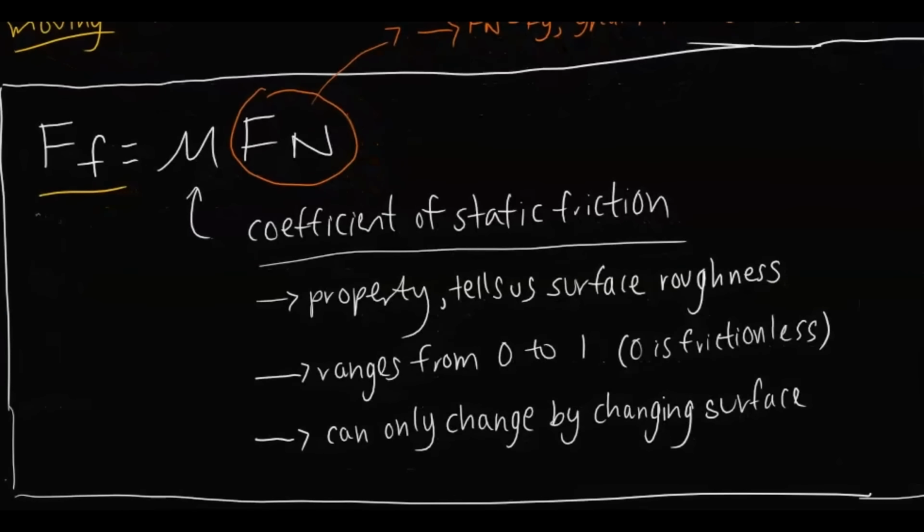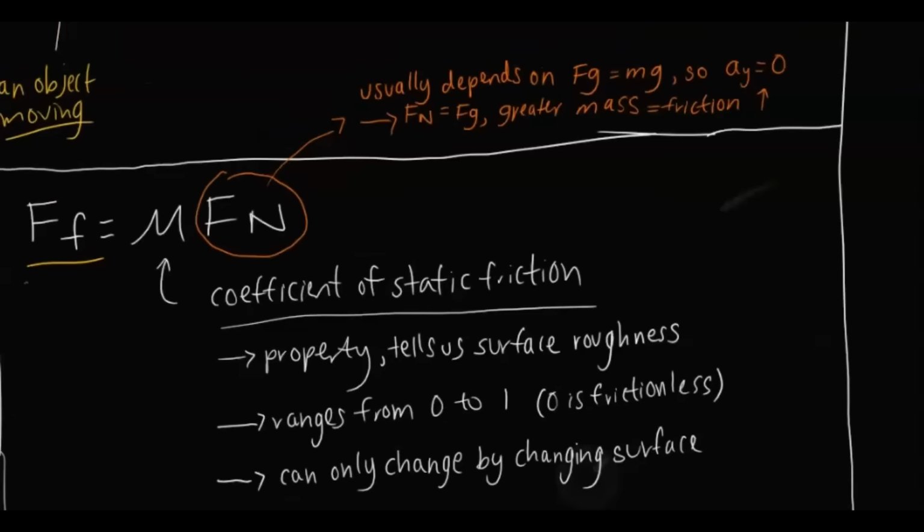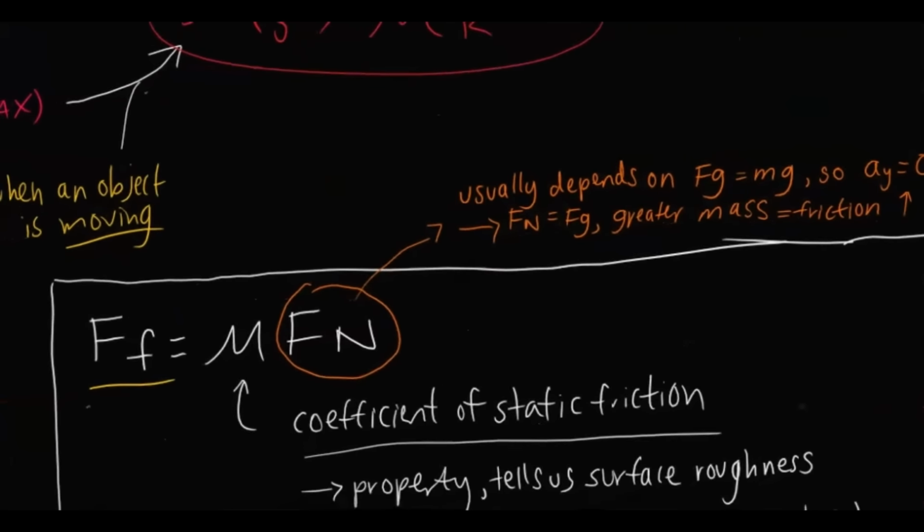Another thing to note is that force of friction is equivalent to mu, which is the coefficient of static friction, but the equation is interchangeable with kinetic friction, and the problem will usually tell you which one it is, times force normal. The coefficient is a property, so it tells us how rough the surface is. It ranges from 0 to 1, with 0 being frictionless, and you can only change it by changing the surface.